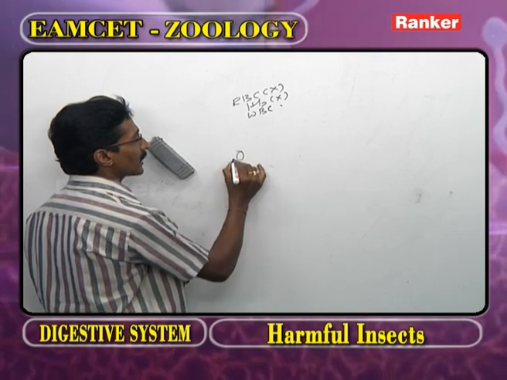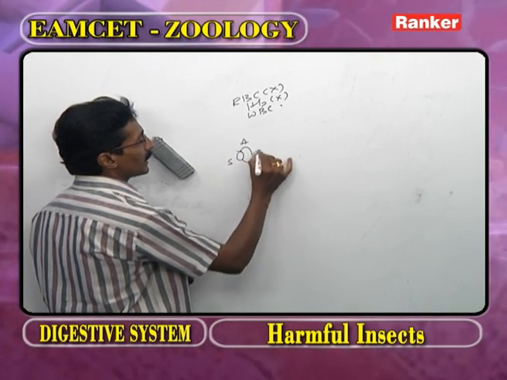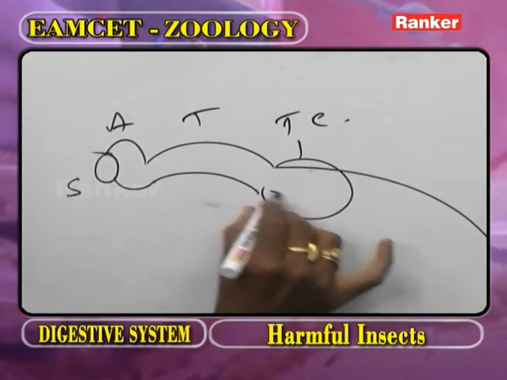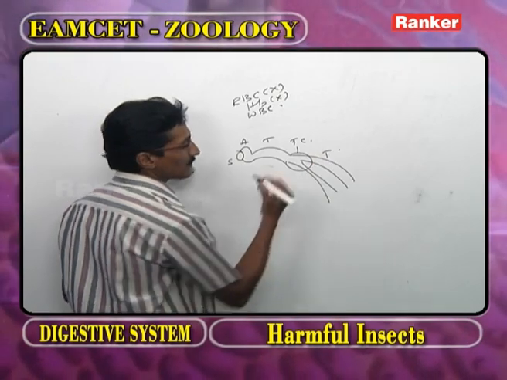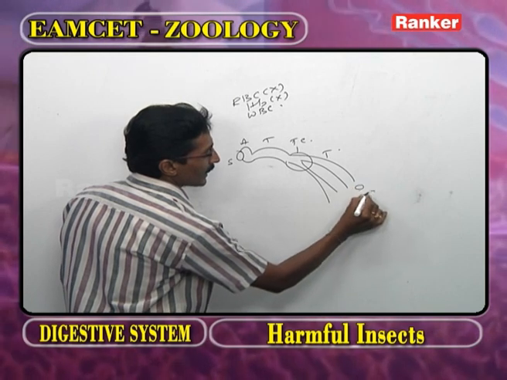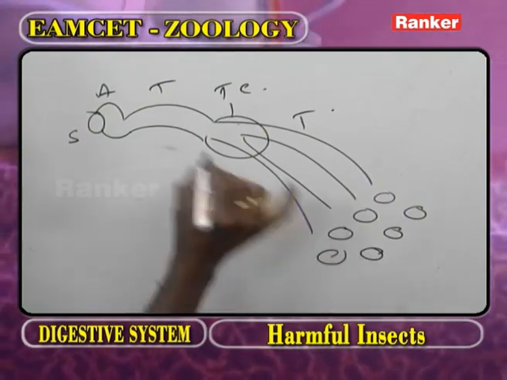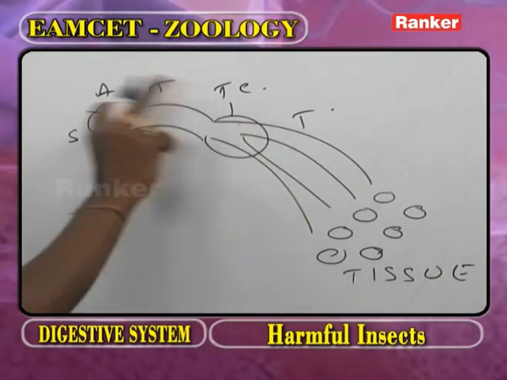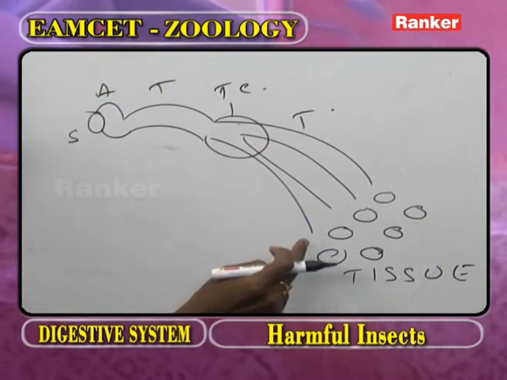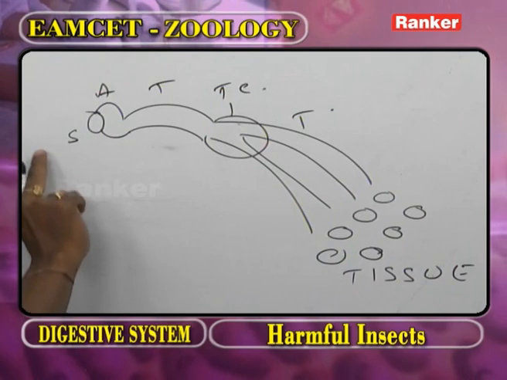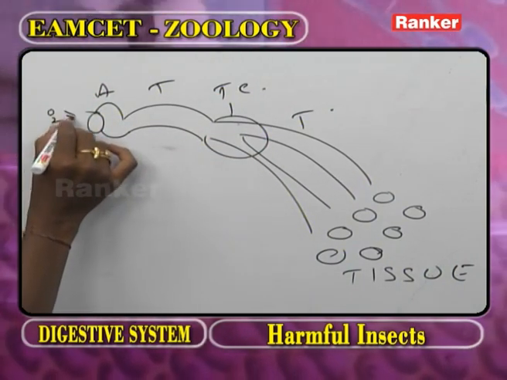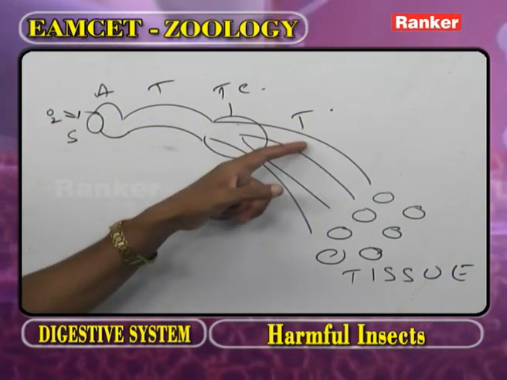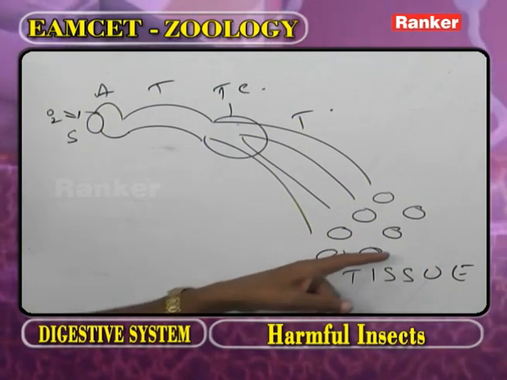Now, this is the spiracle, this is the atrium, this is the trachea, this is the tracheal cell, and these are the tracheoles. The tracheoles end in the tissues. What is meant by tissue? The group of cells. Because of the tracheal mode of respiratory system, each and every cell directly gets the oxygen. The oxygen enters the body through the spiracle, atrium, trachea, tracheoles, and enters the cells of tissues.